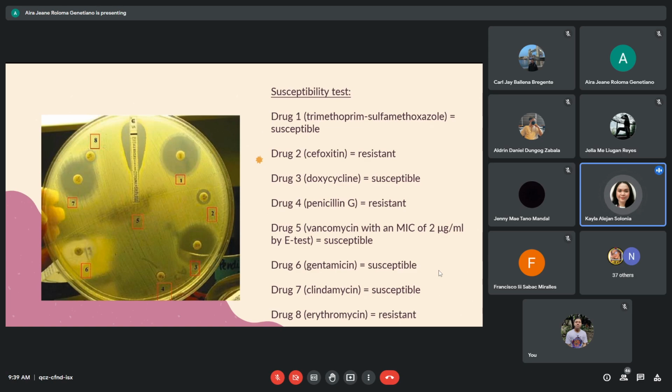By the way, what is E-test? E-test is a method for minimum inhibitory concentration or MIC determinations in laboratories. The MIC is the lowest concentration of an antimicrobial agent that prevents visible growth of a microorganism.